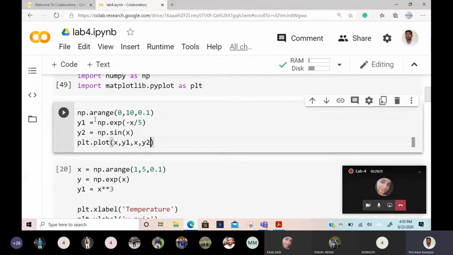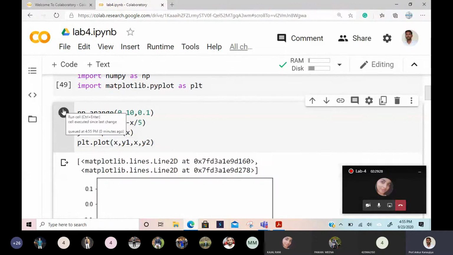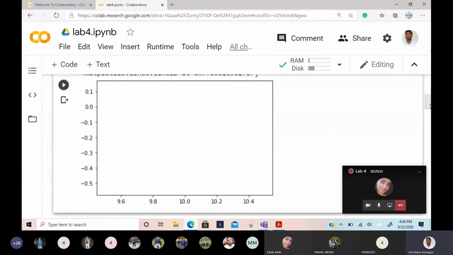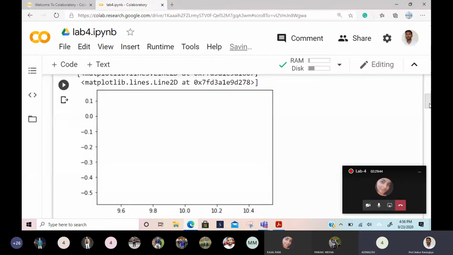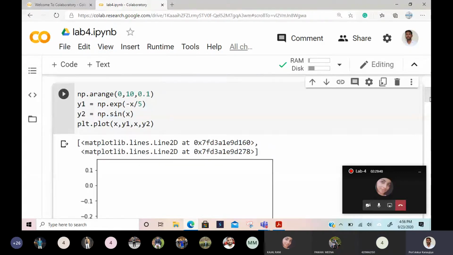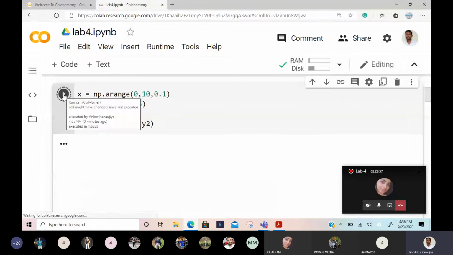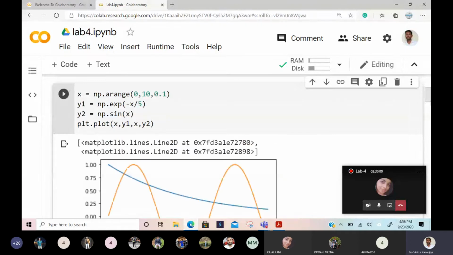So now you just see, I gave y1, y2, plot, and what I am getting? Can anyone tell what is the reason? Sir, x is missing. X is missing, yes. So I didn't define x actually. x equal to this. Now I will run. So this is the graph. I think the graph is visible to everyone. One is sin x, another one, the blue one, is e to the power minus x by 5.